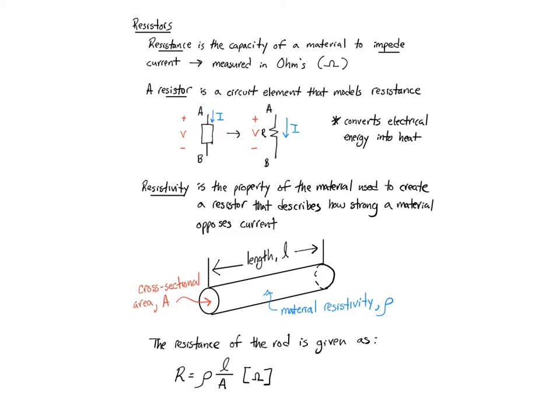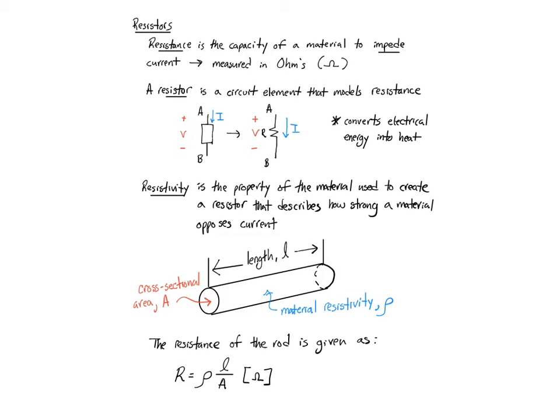Resistivity is the fundamental property of a material used to make a resistor. It describes how strongly a material opposes current. If we consider a rod of material, shown here, we can define the length of it, the cross-sectional area of the rod, and then the material property. That's what we call resistivity, and we use the variable rho for that.